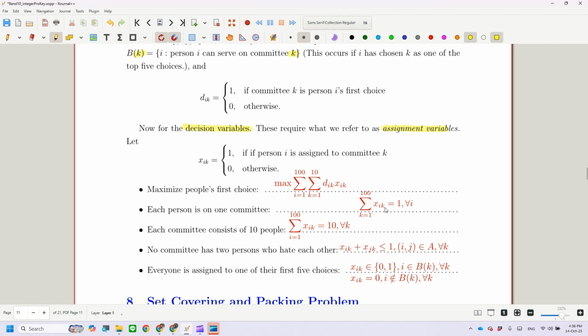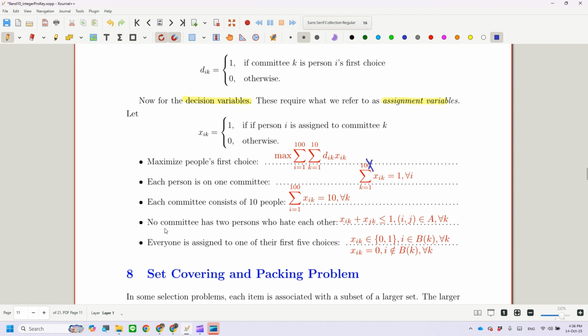actually, I made a mistake. This should be 10 only. So this is 10. For everyone, person 1 to 100, we have this constraint. And each committee consists of 10 people, so we sum over all persons. For each committee K, there are only 10 people. So K can go from 1 to 10.